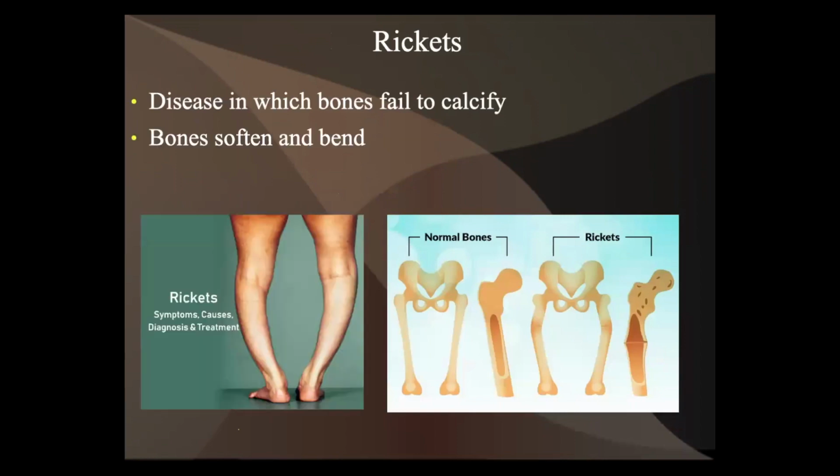So if the bones don't calcify, then the bones stay rubbery. Have you ever put a chicken bone in vinegar? And the bone becomes really rubbery? We're going to do that if you haven't ever seen that before. But that's a bone without calcium. And so that's what happens with rickets. There's not much calcium in the bones and it becomes very rubbery. So the bones are soft and they bend very easily.